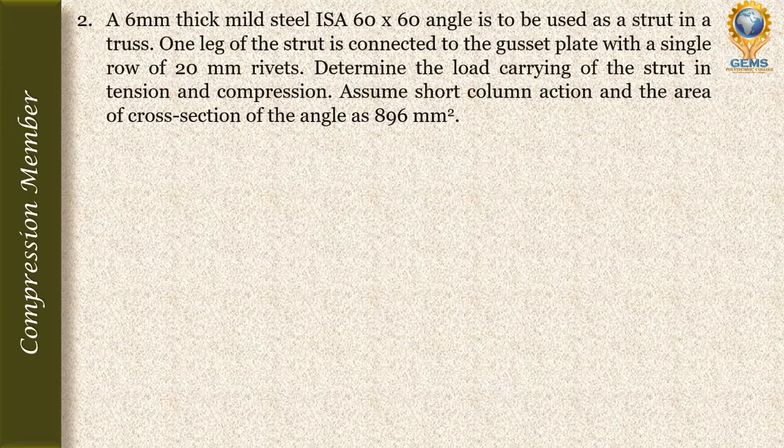The second question: a 6 mm thick mild steel ISA 60 by 60 angle is to be used as a strut in a truss. One leg of the strut is connected to the gusset plate with a single row of 20 mm rivets. Determine the load carrying capacity of the strut in tension and compression. Assume short column action and the area of cross section of the angle as 896 mm square.